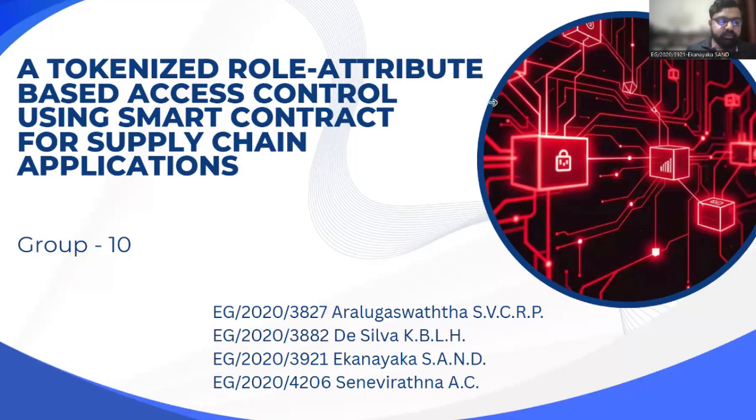Good afternoon, everyone. We are Group 10, and today we are going to present the key insights from a paper titled A Tokenized Role Attribute-Based Access Control Using Smart Contract for Supply Chain Applications, also known as TRABAC. This research explores a novel method for controlling access within blockchain-based supply chain systems.